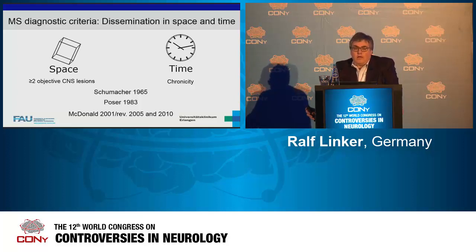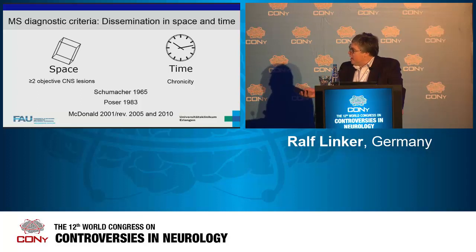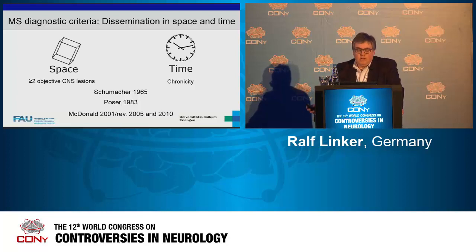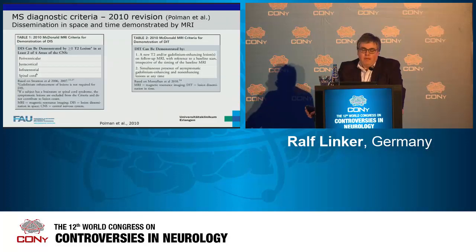As you know, the diagnosis of MS is based on dissemination in space and time. This concept is as old as Charcot in the 19th century, and all criteria we had so far, Schumacher criteria, Poser criteria, and also the revised McDonald criteria, are based on the concept that you need 2 or more objective CNS lesions and proof of chronicity over time.